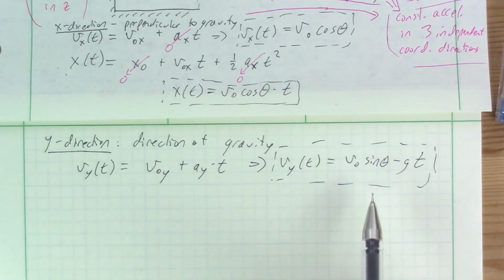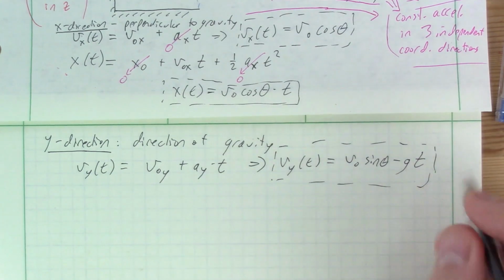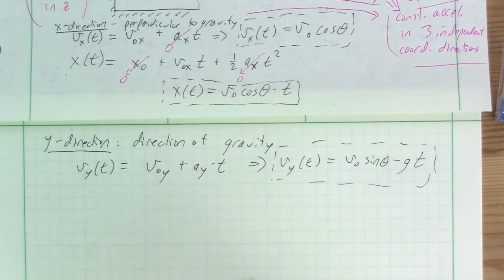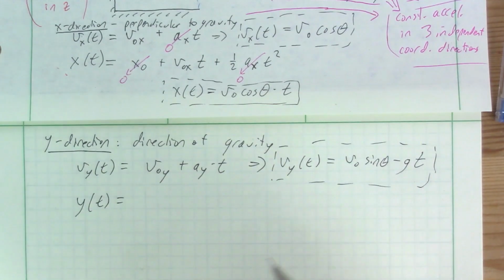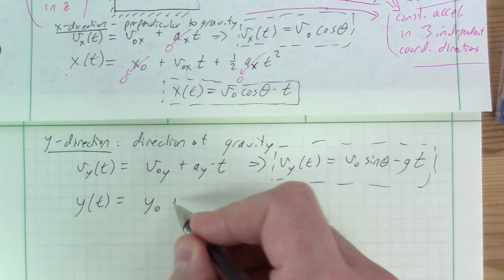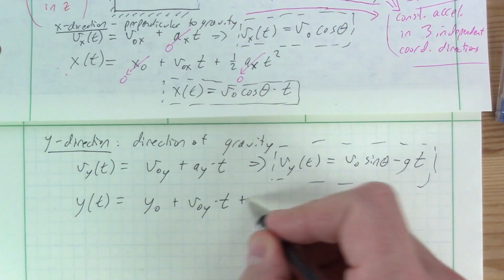And those are all things specified. We specify the kick angle, and we specify the initial velocity magnitude. We know what g is, and then for any given time we can get the velocity in the y direction. And so then our y position as a function of time, we go to our general form for constant acceleration kinematic relations.